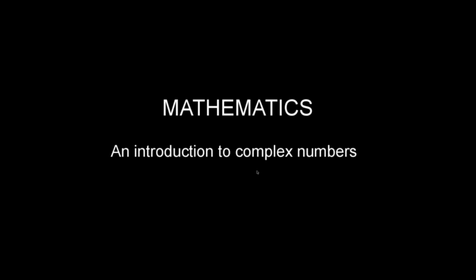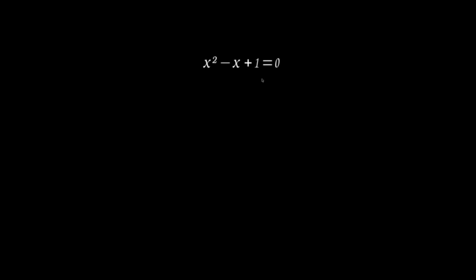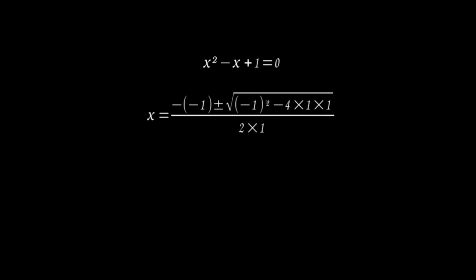You can comment that. In this video I'm going to talk about mathematics and an introduction to complex numbers. Before I go further, let's start with this quadratic equation: x squared minus x plus 1 equals 0, and if we apply the quadratic formula we will reach this result here. This will lead us to x equal to 1, plus or minus the square root of minus 3, divided by 2.